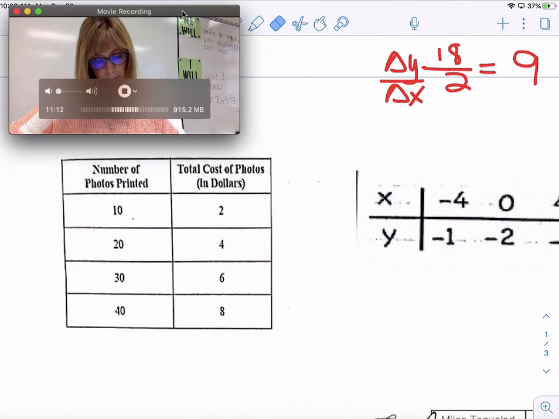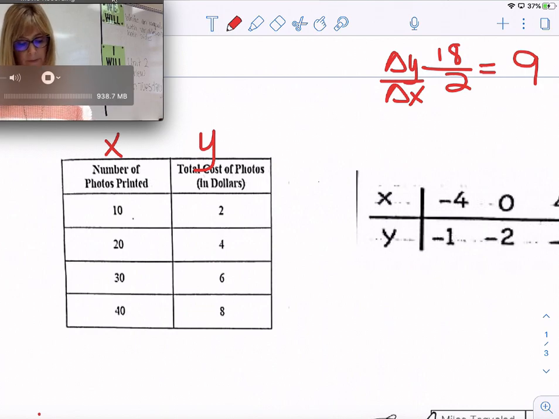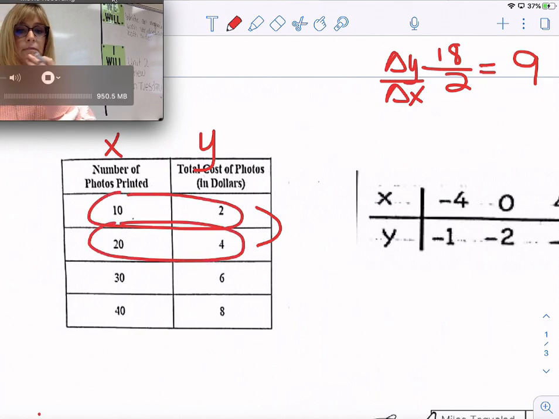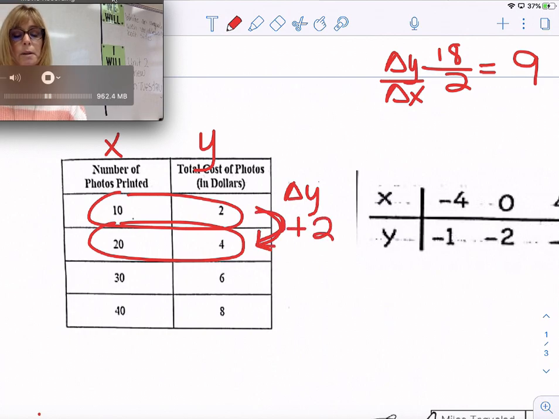Okay, so here's a table that shows the number of photos printed and the total cost of the photos. So the cost depends on how many photos you're printing. This is always going to be my x over here, and the second number in the column is going to be the y. So just to remember, I'm always going to do my change in y first, and I'm going to do just these 2 points. And here's my arrows. So my change in my y, how do I get from 2 to 4? Well, that is increasing 2, so I'm going to put a plus 2. Or I could subtract 4 minus 2, which is 2.